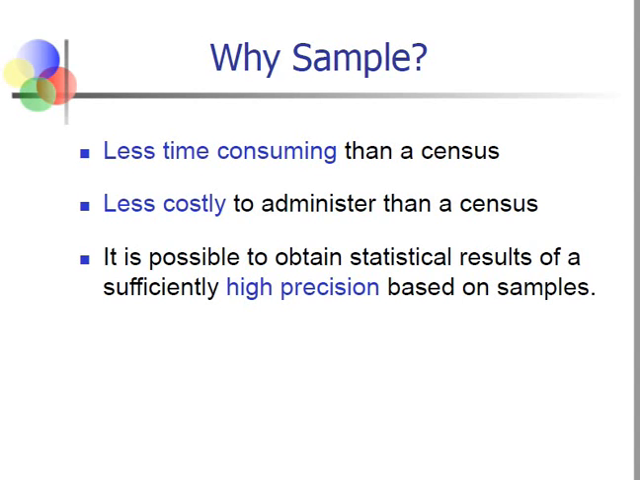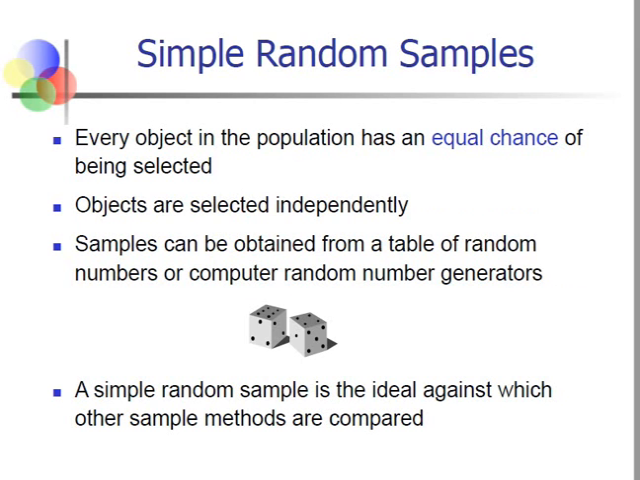Now, a simple random sample is just a sample in which every object, every member of the population has an equal chance of being selected.